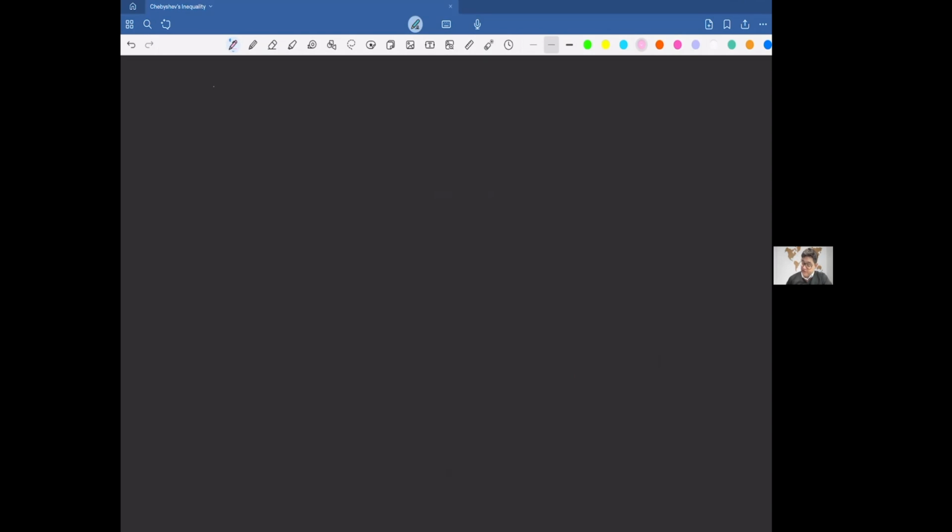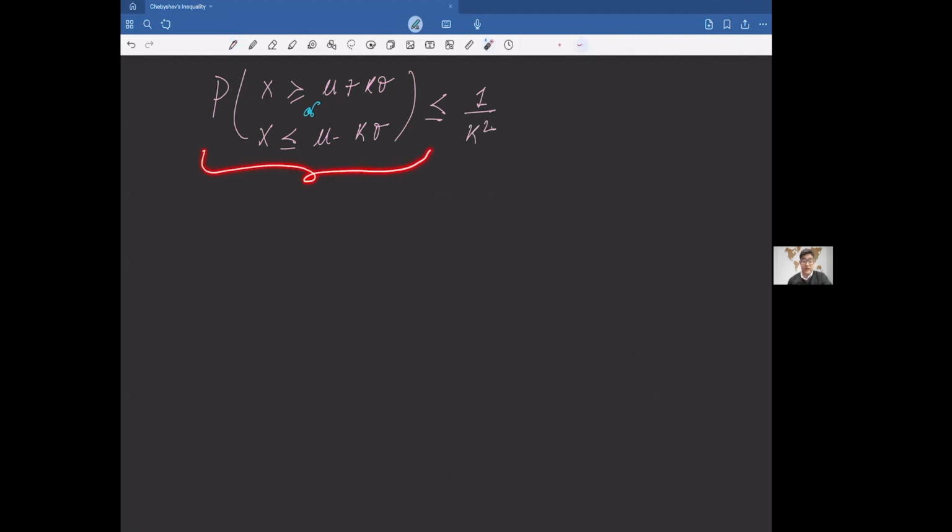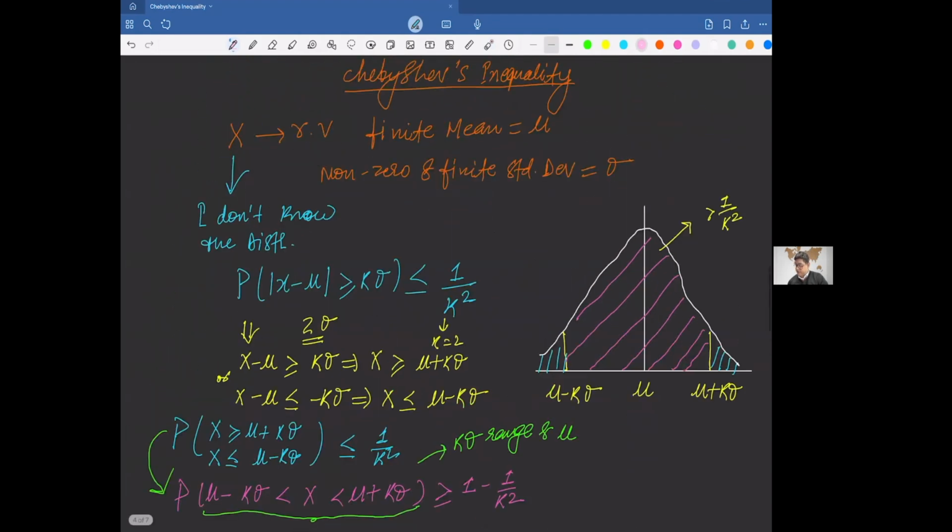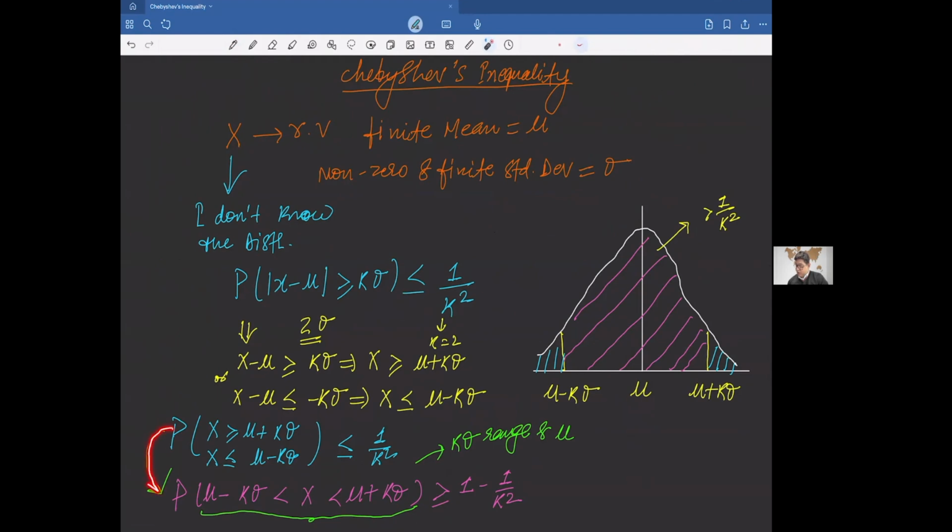So we have written the probability of x greater than or equal to mu plus k sigma, or x less than or equal to mu minus k sigma, is less than or equal to 1 by k square. That means the probability of this thing is less than or equal to 1 by k square. So let's call this equation 1. I'm making you understand how I reached from this formula to this formula.